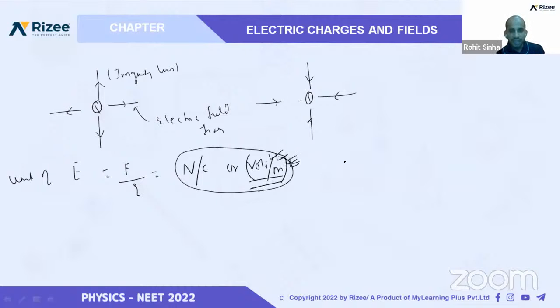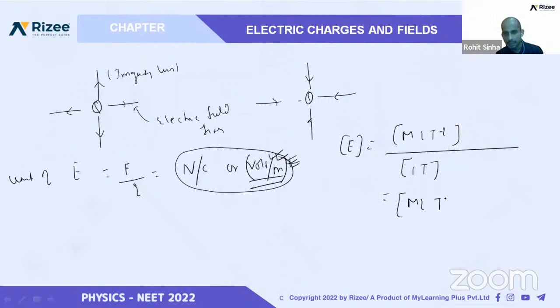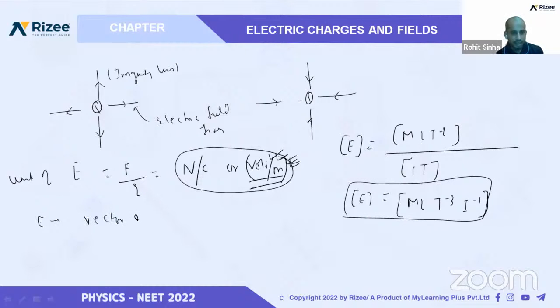If we try to find the dimension of E, the dimension of force is MLT minus 2, and force by charge, with charge dimension IT, we can solve it and get MLT minus 3 I minus 1. This is the dimension of electric field. Also, we know that electric field is a vector quantity.